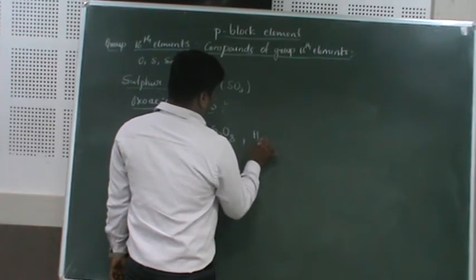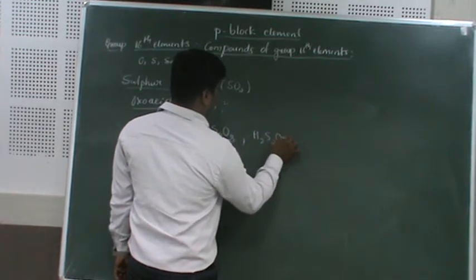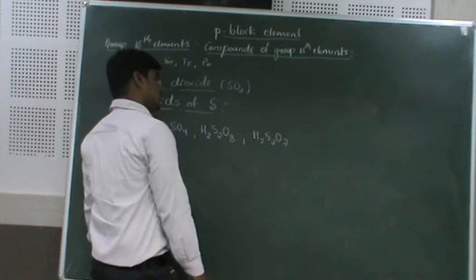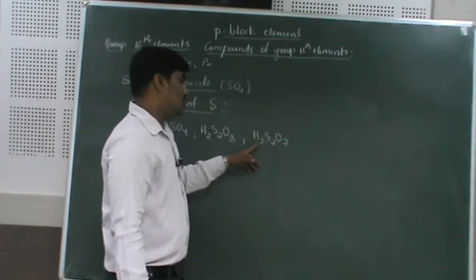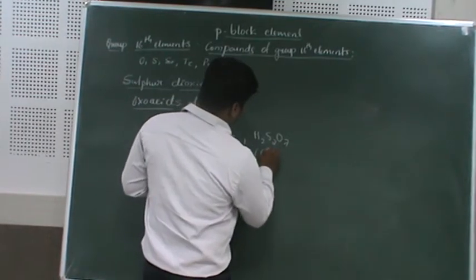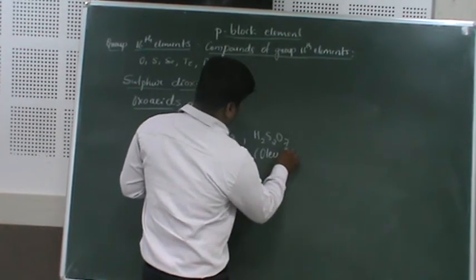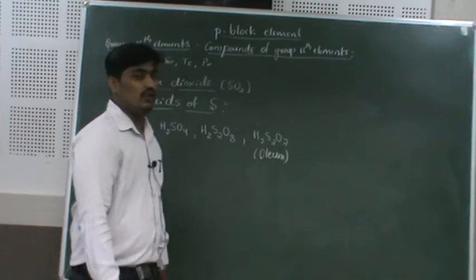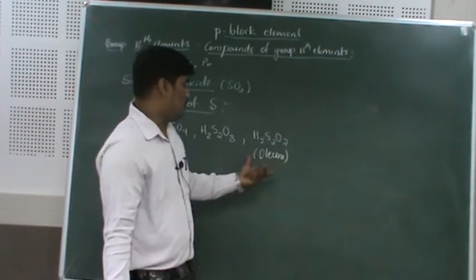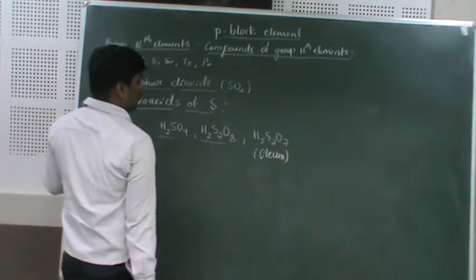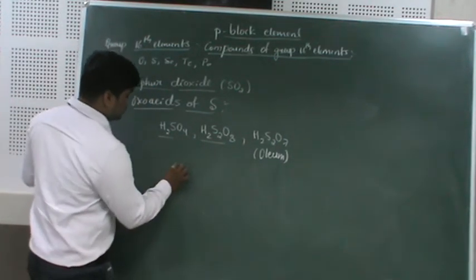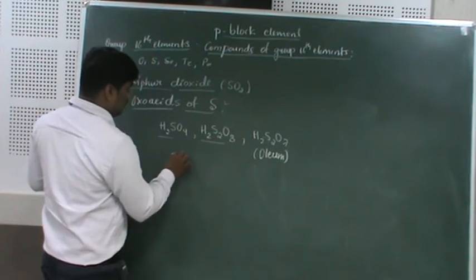Next, H2S2O7. It is a pyro acid. In this case it has one common name. The common name of the compound is oleum. Okay, oleum. It is a sulfuric acid. It is a peroxysulfuric acid. The structures of these compounds are as follows.